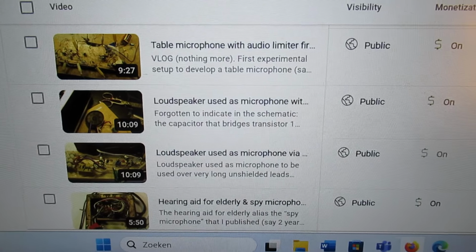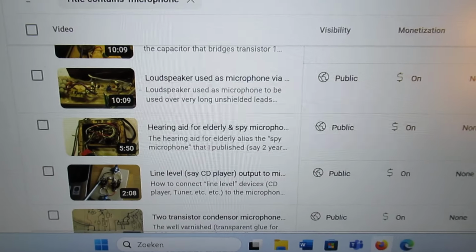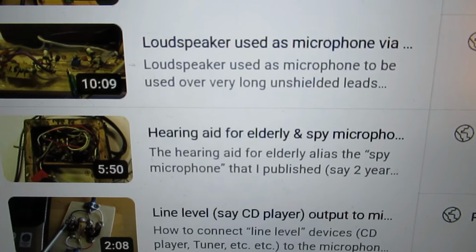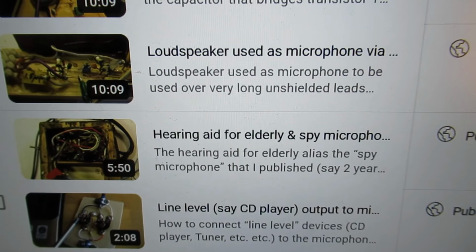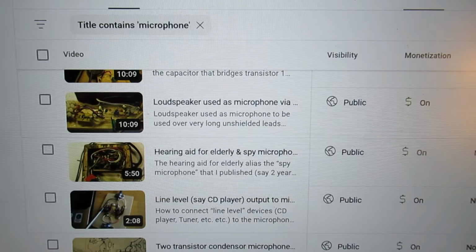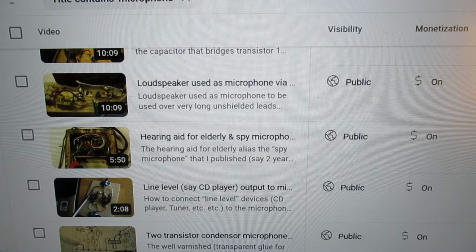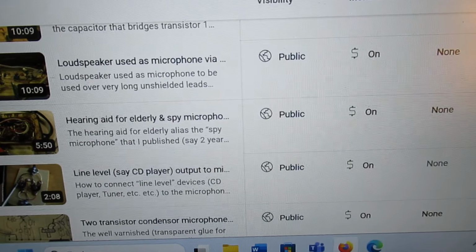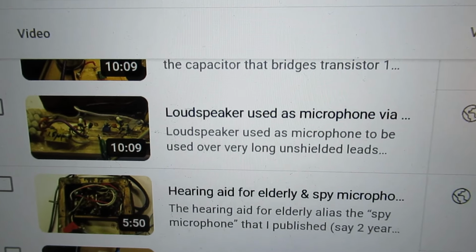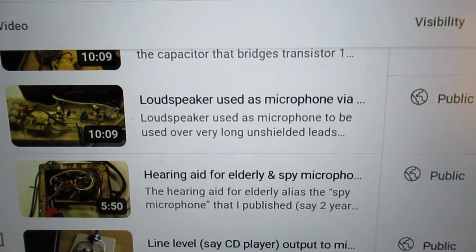So that's the first part of this video. Well, here for instance a hearing aid for elderly. There are, as far as I know, 2 videos about that. But well, let's say the first part of this video. But now I want to go to perhaps an interesting video. A loudspeaker used as a microphone.